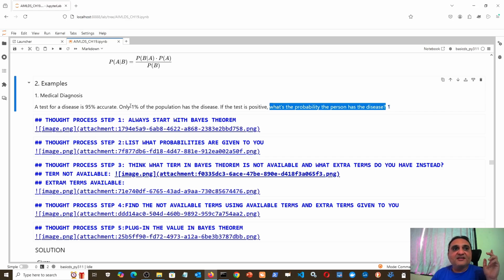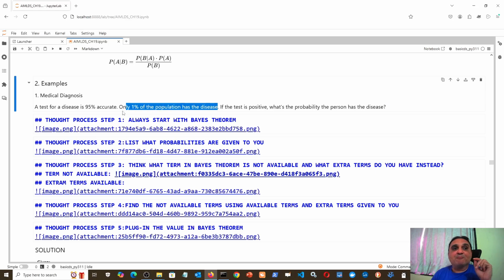Now this is different; you should understand that when we say only 1% of the population has the disease, it means the probability of having the disease is 1 by 100. But here they are asking what is the probability that the person has the disease. So will that be 1 by 100? No, because here we are asking for the probability when some other event has already occurred before that, that the test is positive. So that will not be 1 by 100.